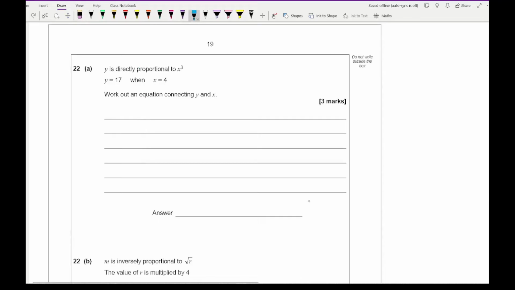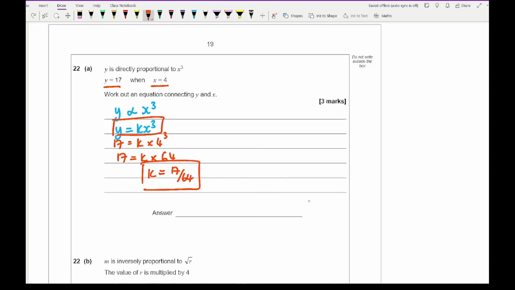So what we've got is y is directly proportional to x cubed. So we replace the proportional symbol with equals k, and then we substitute our two numbers in to find out what k is. So here we've got 17 equals k times 4 cubed. So then we've got 17 equals k times 64. So k equals 17 over 64. So the formula then, using this and this, is going to be y equals 17 x cubed over 64.